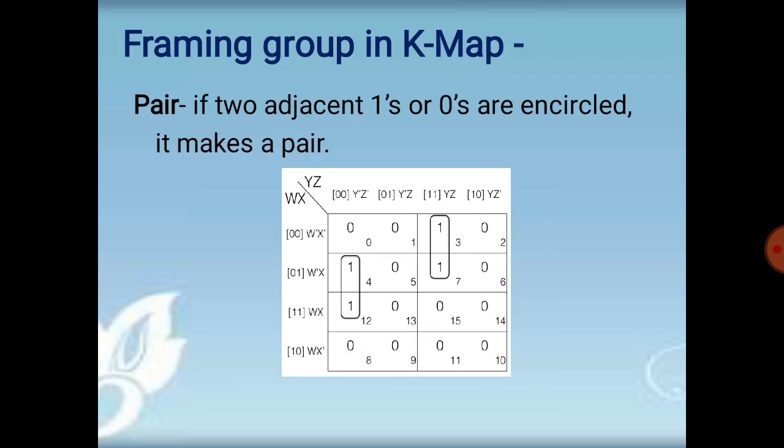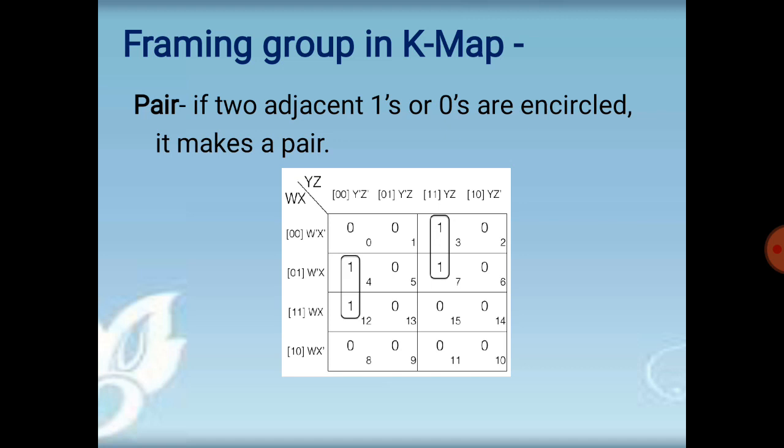Now after marking ones in the cell, we go for framing groups in K-map for the simplification of Boolean expression. Group is a combination of ones or 0s placed in consecutive cells horizontally or vertically. The group can be formed in pair, quad or octet. So first pair. If two adjacent ones or zeros are encircled, it makes a pair.